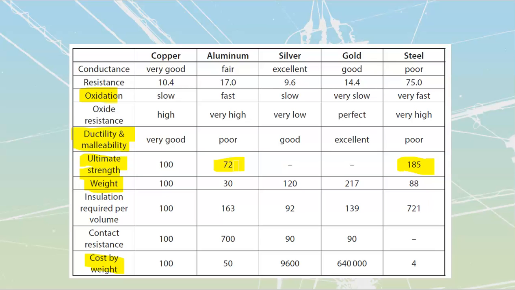Oxide resistance is going to be different than oxidization. Oxidization is just how quickly it rusts. Then we take a look at the actual oxide: is that oxide going to be electrically conductive or not? Aluminum has a very high oxide resistance. In other words, it is not very conductive. Whereas silver has very low.